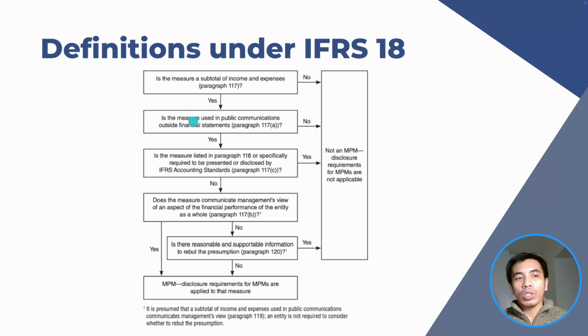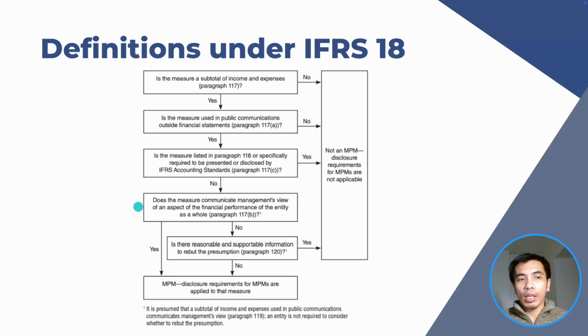If the answer is yes to this question, then you have to ask yourself, is the measure listed in paragraph 118, or is it specifically required to be presented or disclosed by IFRS accounting standards? So it doesn't have to be IFRS 18. Is this subtotal already required by another standard like IFRS 16 or IAS 19, or is this measure specifically excluded as an MPM by IFRS 18? We will discuss that later on in a section about what is not an MPM. So if it is not specifically excluded, or if it is not required by another IFRS accounting standard, then it's possible that it is an MPM. If it is excluded, then of course it's not an MPM. You don't have to disclose anything new.